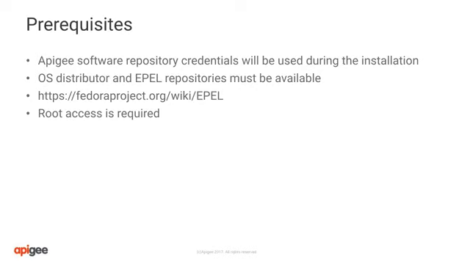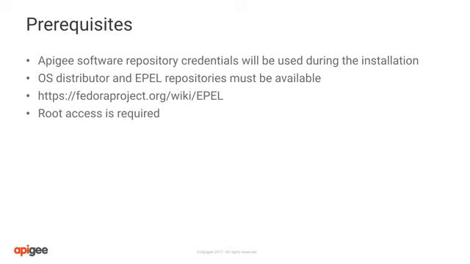The Apigee software depends on packages from your distributor's repositories and the EPEL repository. You can provide access to your distributor's repositories through the internet, a proxy, or a local mirror such as Red Hat Satellite. EPEL can also be accessed remotely or through a local mirror. For more information on accessing EPEL, follow the link shown here.